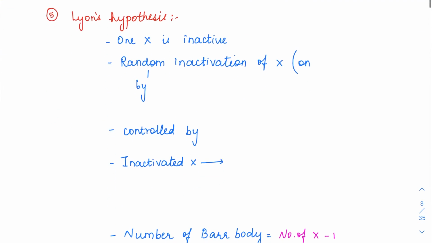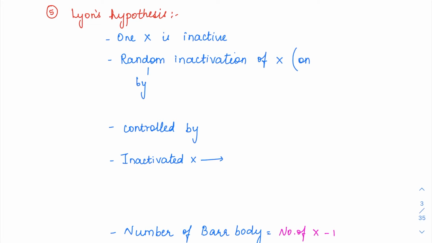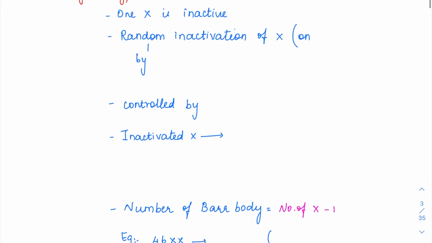Okay. Next, we'll see what is Lyon's hypothesis. Lyon's hypothesis states that even though there are XX chromosomes, one of the X is going to be inactive. The X gene is expressed as XX alleles, and out of this, one of the X is going to be inactive, and that inactivation of the X happens at random. Random inactivation of the X usually happens on day 5.5 of the embryo. So this is again an MCQ.